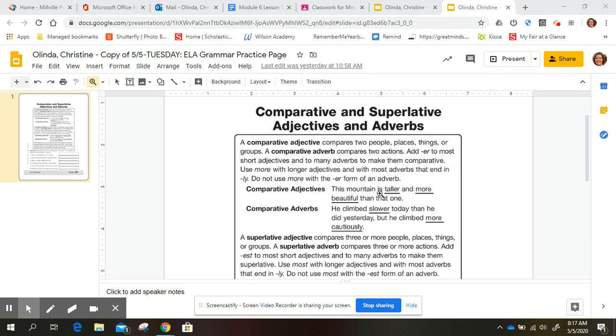Comparative adjective. This mountain is taller and more beautiful than that one. So they're saying don't say more beautifuler because that doesn't sound correct. Comparative adverbs. He climbed slower today than he did yesterday, but he climbed more cautiously. So we don't say cautiouslier.